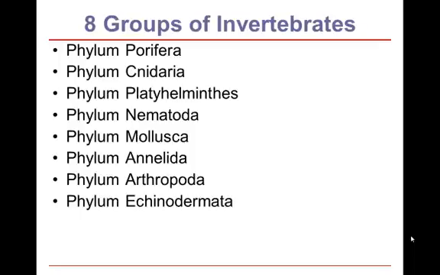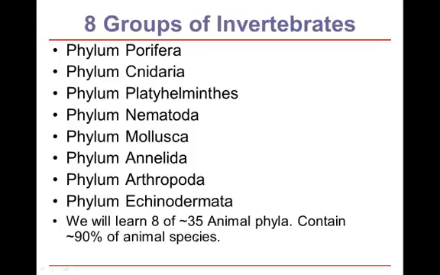I want you to notice that they don't have a common suffix like we saw with the fungi and with the plants, but they have distinctive endings to their names. So we're going to learn 8 out of approximately 35 animal phyla. And these 8 are the big 8. And we're actually going to learn a 9th phylum that contains the vertebrates, but that will be later, and that will be the unit after Exam 5. So you won't have to worry about that on Exam 5. So let's go ahead and go through these.